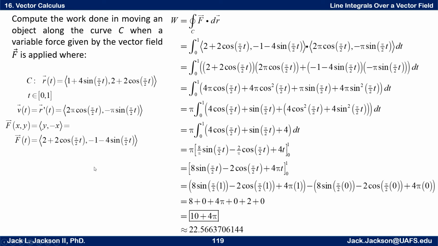F of x, y is y, comma, negative x, but ultimately we need to get everything in terms of t, so we do a little substitution. y is 2 plus 2 cosine of pi over 2 t, so that becomes the first component. The second component will be the opposite of what we had for x, so distribute the minus: minus 1 minus 4 sine of pi over 2 t.